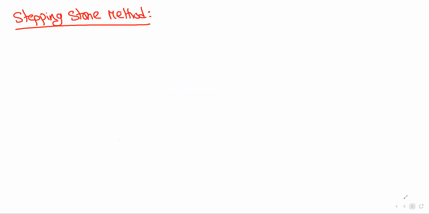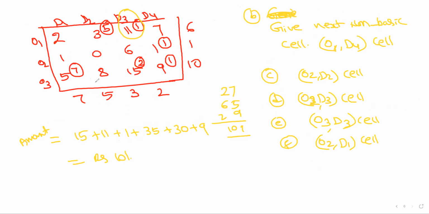Again we got new values, and again I calculate the amount. How much I got? 101 rupees I got. Similarly, for this one, you will get 102 rupees. No, sorry. For this you will get 103. For O1 D1 this cell you will get 106 rupees.